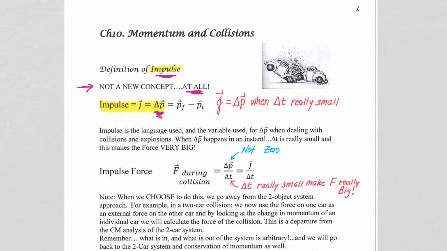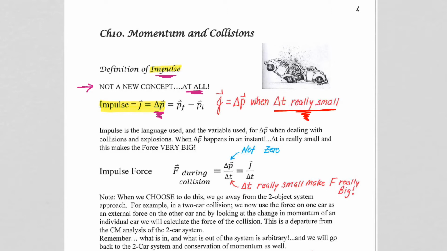If it's asking you to calculate the impulse, or if they give you the impulse, it will be in units of momentum and will refer to the change in momentum of an object during a collision. The reason we do this is that it becomes convenient language to use when we're talking about collisions, because collisions happen in a really short amount of time.